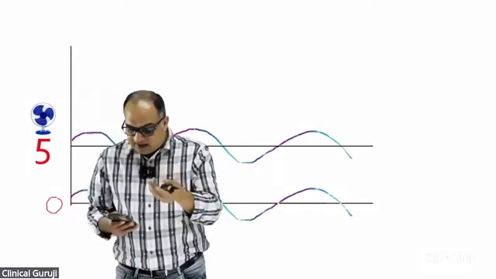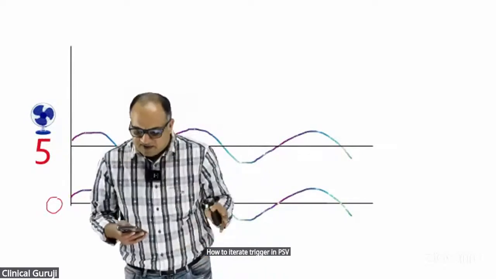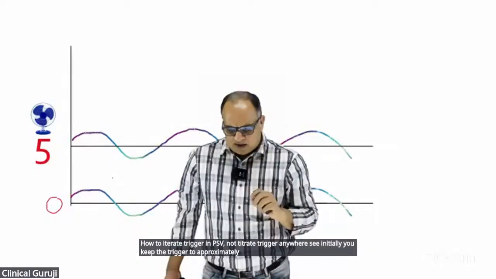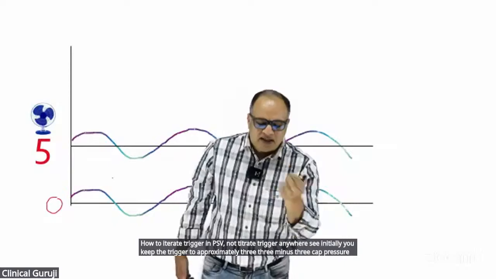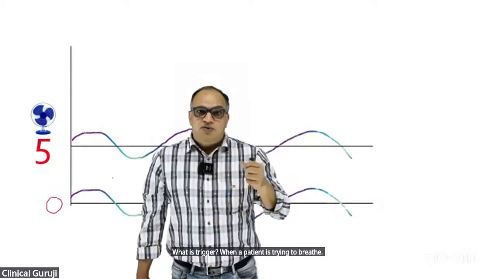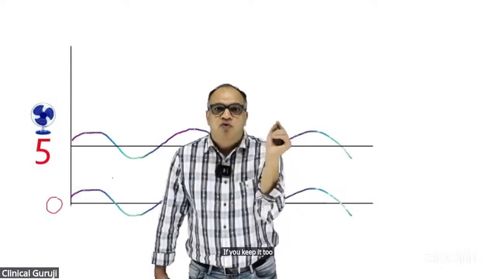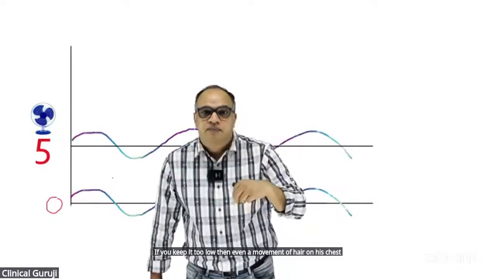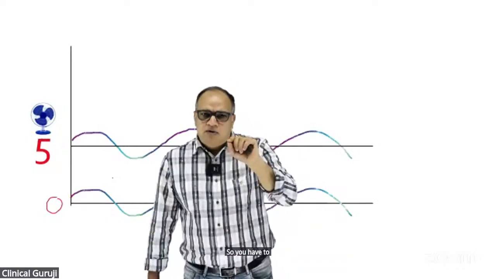Got it? Another question is how to titrate trigger in PSV. Initially you keep the trigger at approximately minus 3 pressure. What is trigger? When a patient is trying to breathe. Now, if you set the trigger too high in negative, what will happen? The patient will have to generate that much effort to get a breath. If you keep it too low, then even a movement of hair on his chest will cause a breath. So you have to titrate the trigger as per the patient's requirements.